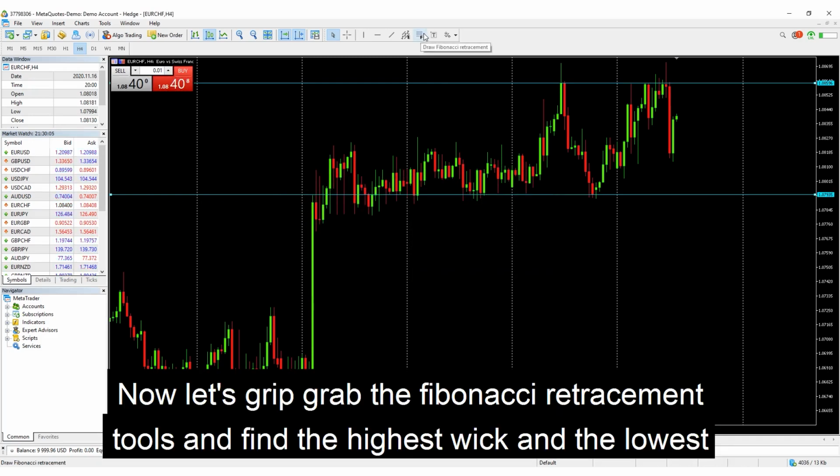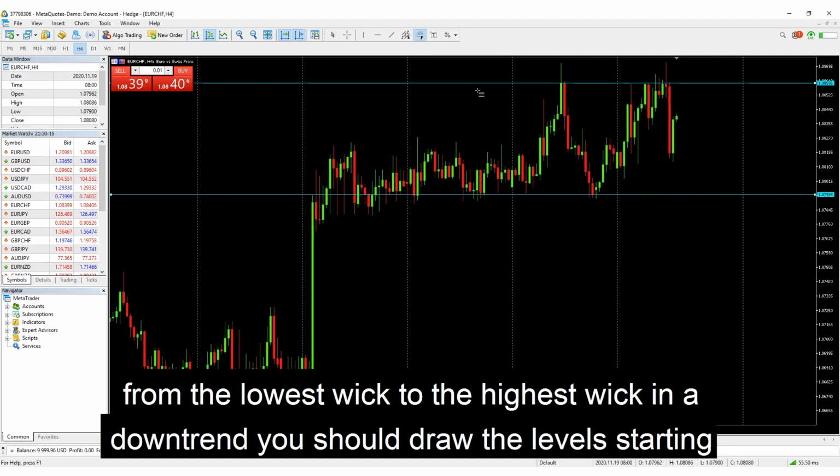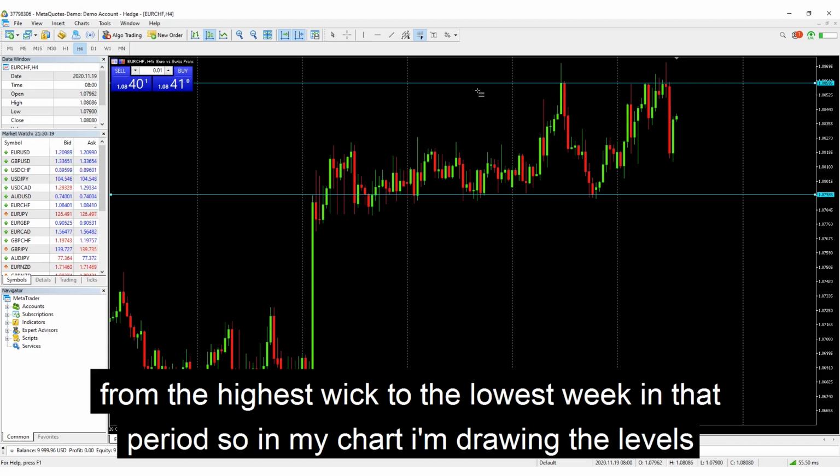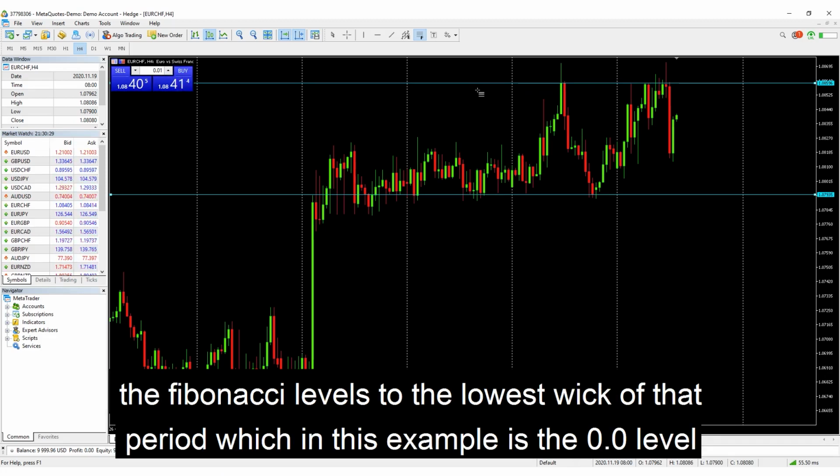Now, let's grab the Fibonacci retracement tools and find the highest wick and the lowest wick of that period. Okay, if there's an uptrend in that period, you should start drawing the levels from the lowest wick to the highest wick. In a downtrend, you should draw the levels starting from the highest wick to the lowest wick in that period. So in my chart, I'm drawing the levels starting from the highest wick at the top, which is highlighted with a 100.0 level. Also, placing the Fibonacci levels to the lowest wick of that period, which in this example is the 0.0 level.